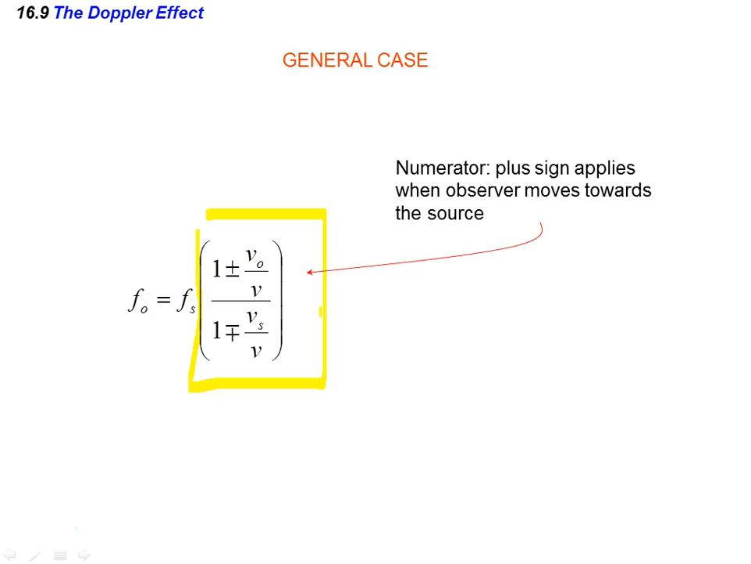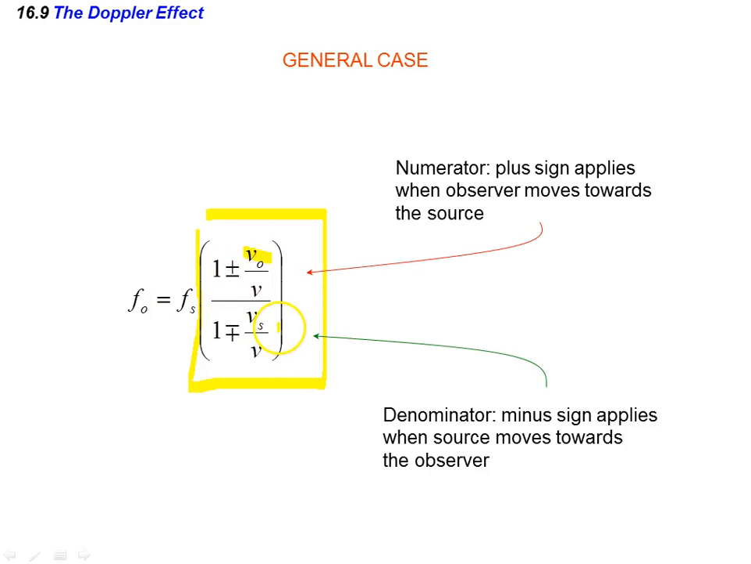If the observer is not moving, then this just becomes a 0, and we're just left with a 1 up top. Whereas the denominator, we have a minus sign that applies when the source moves towards the observer. And so that is one tricky part. It's a little backward here compared to the numerator. But once again, if the source isn't moving, that gives us a 0. And so we just have a 1 in the denominator. And so this general case can simplify to all 4 of those other cases.